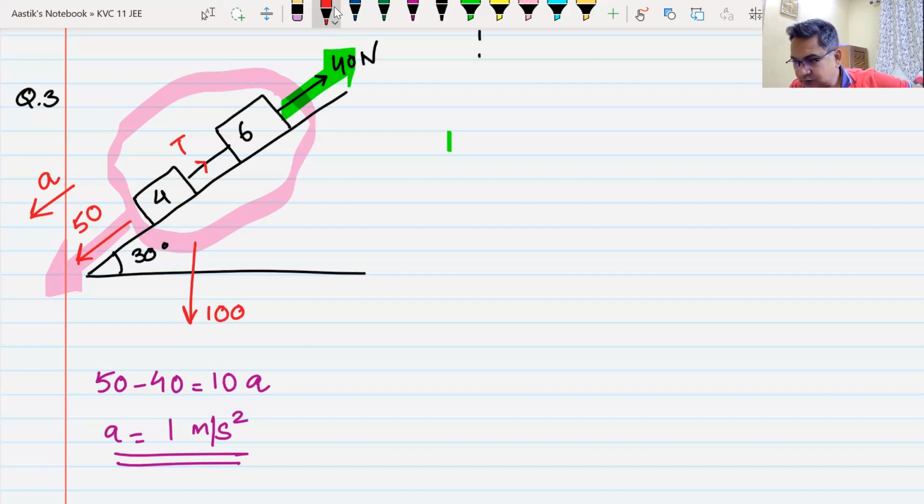Sir, 10. 10. Yes, 10 is correct. How did you get 10? 50 minus 40, sir. Sir, 6 plus 4, 10. Whatever comes in our head, we will give the answer. 6 plus 4 is 10, the tension is 10. That's it.